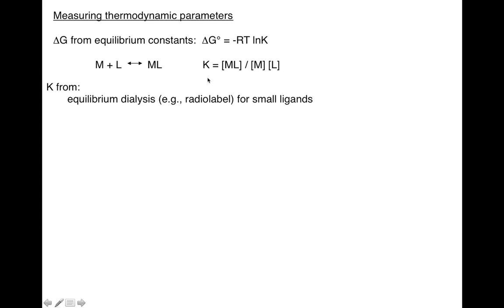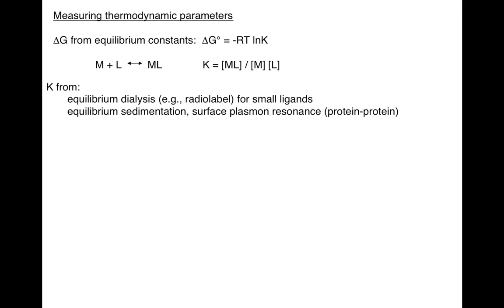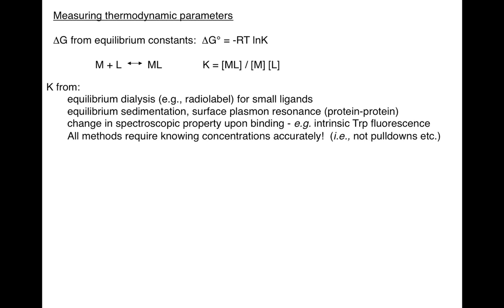Equilibrium dialysis is one way. Equilibrium sedimentation, surface plasmon resonance for protein-protein interactions. Some change in a spectroscopic property upon binding, like intrinsic tryptophan fluorescence changes. We'll be going through this later in the class. What I want to emphasize, though, is that all these methods require knowing these concentrations accurately. And this means that when people do things like pull-downs, which is very common, as many of you know, these are really not well-controlled experiments because you don't know the actual input concentration. So it's something that's important to keep in mind.